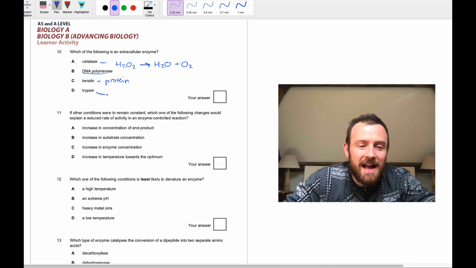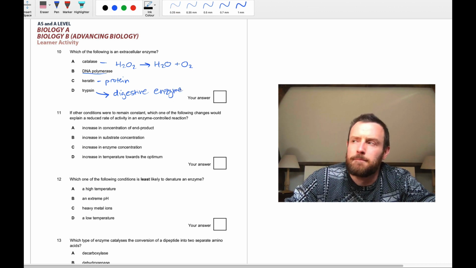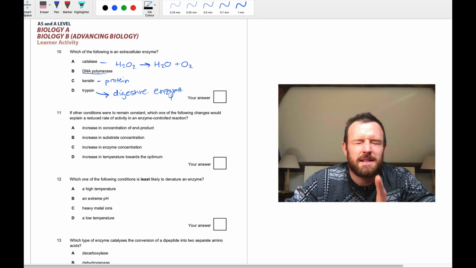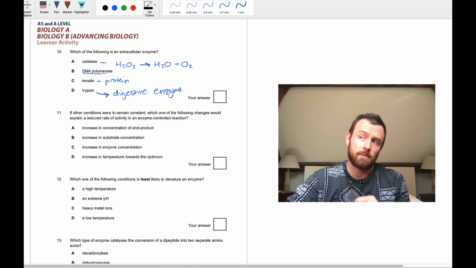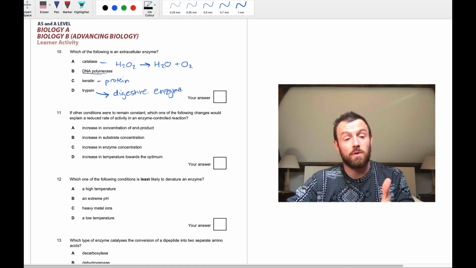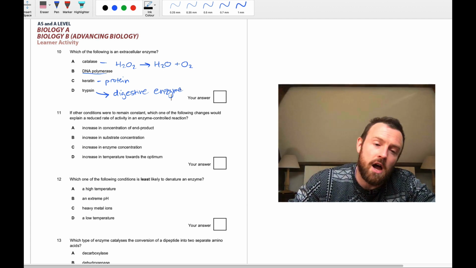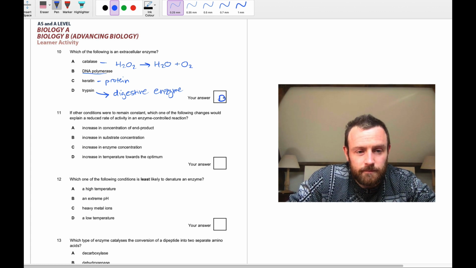Trypsin, now that you should be aware, hopefully you know this one, that is a digestive enzyme. So you should know that name. It's a protease, it works in the small intestine. Pepsin is the protease that works in the stomach, has an optimum pH of around 2. Trypsin works later in the digestive system in the small intestine, duodenum, and it has a higher pH optimum, I think around 7.5-ish. So that's D.